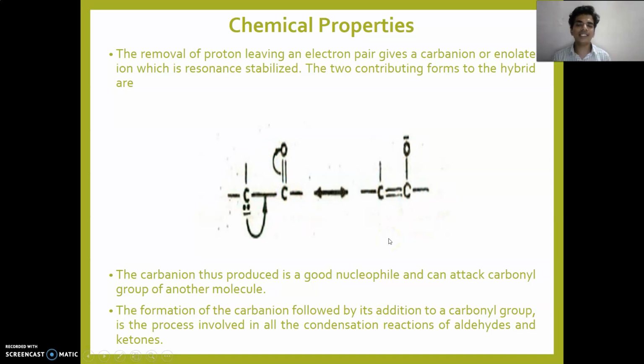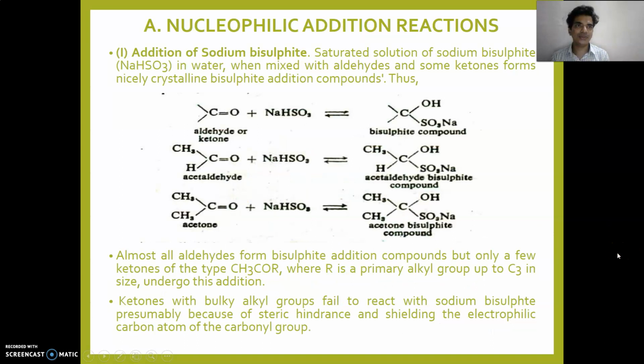There is delocalization of the electron, and the carbanion thus produced is a good nucleophile and can attack the carbonyl group of another molecule. The formation of this carbanion, followed by its addition to the carbonyl group, is involved in the condensation reaction of aldehydes and ketones. So this mechanism is used in the condensation reaction of aldehydes and ketones. Then come the reactions based on all these characteristics of the chemical properties of carbonyl compounds.